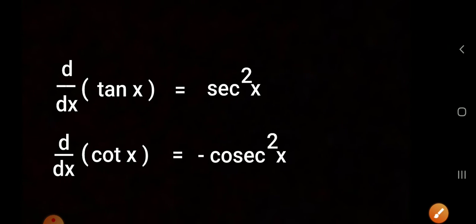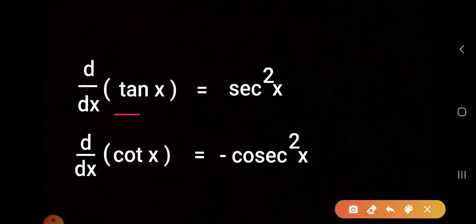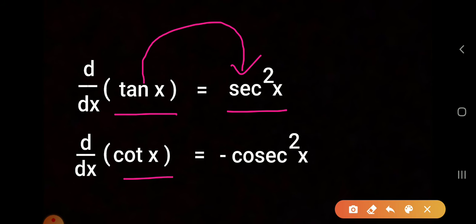For the second two formulas, tan x has its identity friend, secant, so secant square x. Here cot x has its identity friend, cosecant, that's why here it is minus cosecant square x.